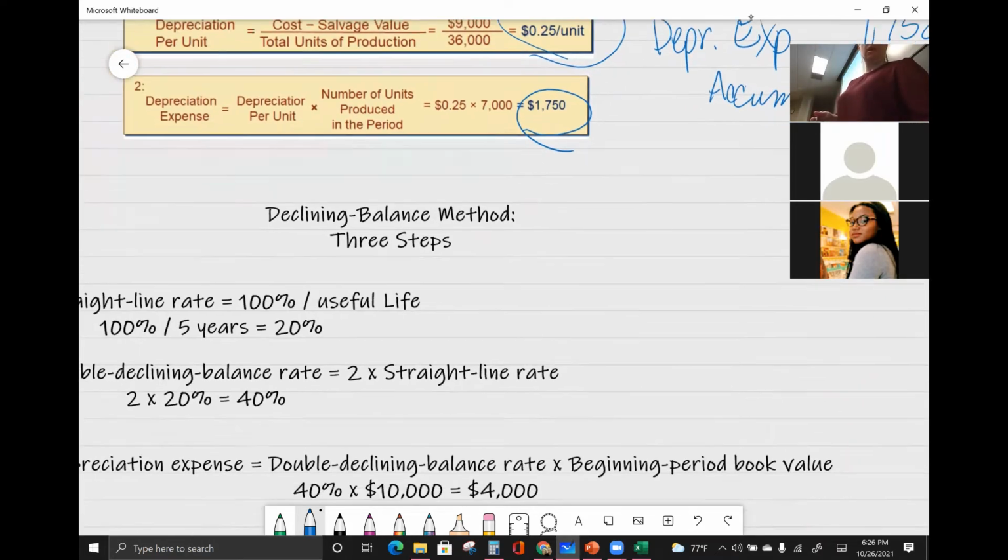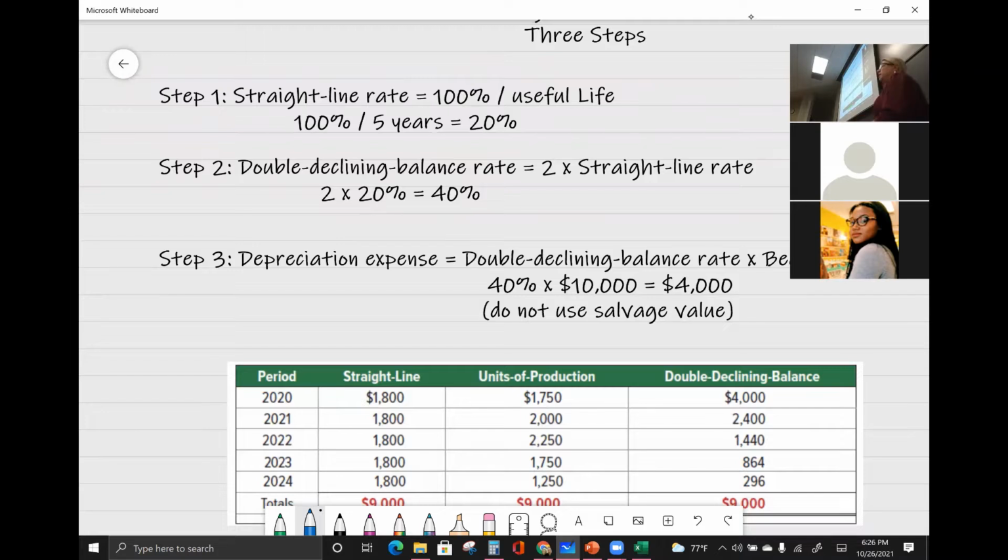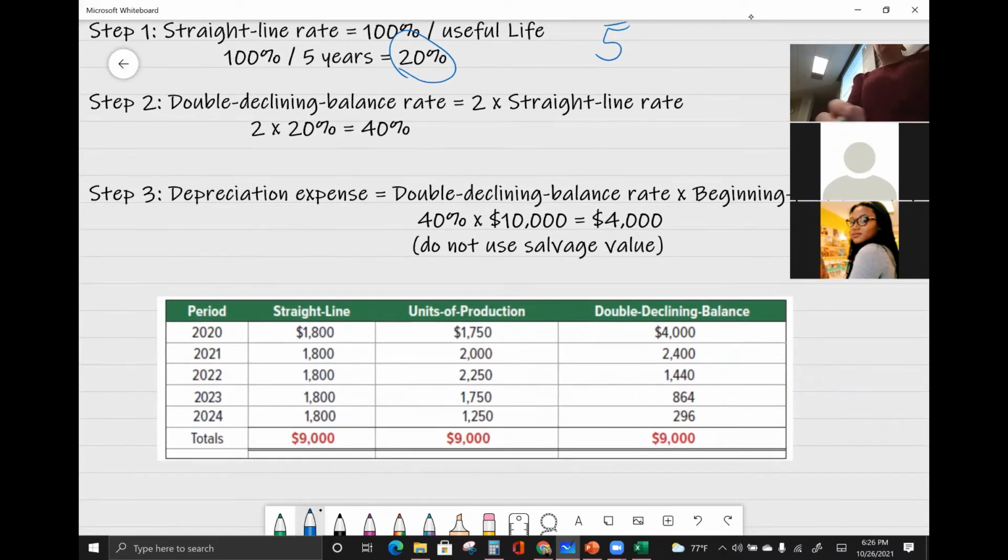Okay, so let's look at double declining balance. So we have 3 steps now. We need to know what the straight line rate is, which is the 5 years. They told us that. So we're going to do 100% over the useful life to come up with a percentage. So you take 100% divided by 5 years to get 20%, or just do 1 divided by 5, or whatever number you have for your years. So we have 20%. Then we want to double that. So take 2 times the straight line rate, and now it becomes 40%.